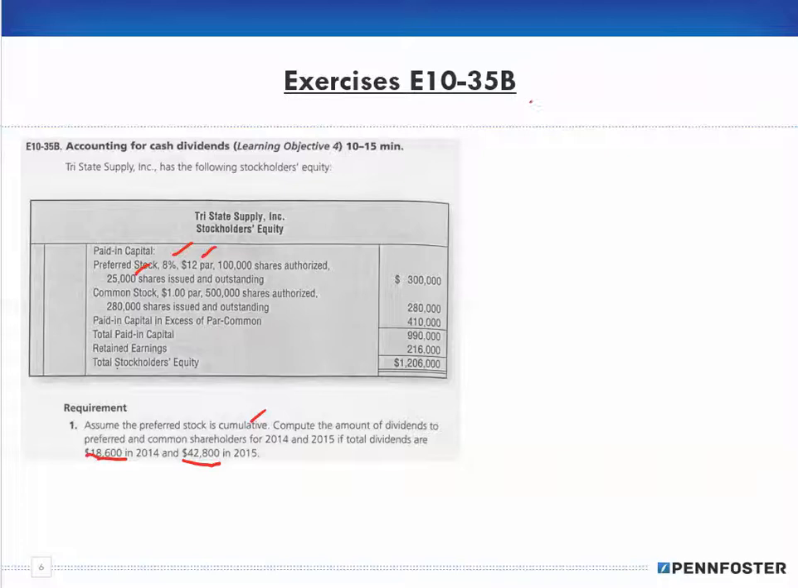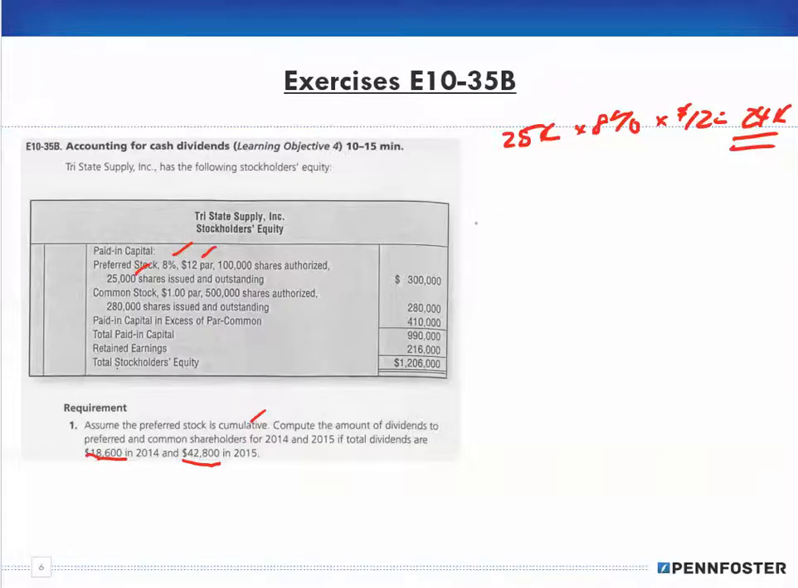So let's figure out how much of the dividend is owed to preferred each and every year. All right. So we have 25,000 shares, and it is at 8%, and it is at $12 a share. Okay. So 25,000 times 8% times $12 is $24,000. Okay. That's how much in dividends the preferred stock gets every year.